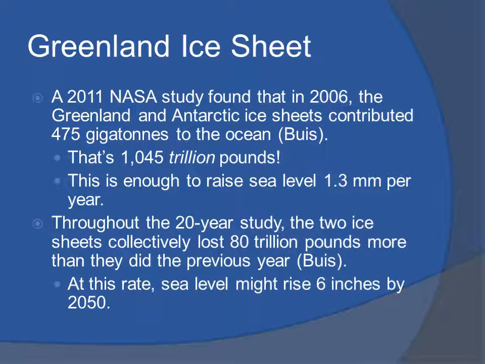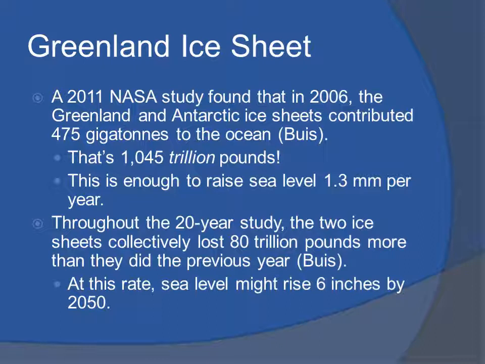A 2-year-old study conducted by NASA explained that in 2006, the Greenland and Antarctic ice sheets lost a combined mass of 475 gigatons into the ocean. That's about 1,045 trillion pounds. And this, if it continued, would be enough to raise sea level by about 1.3 millimeters each year.